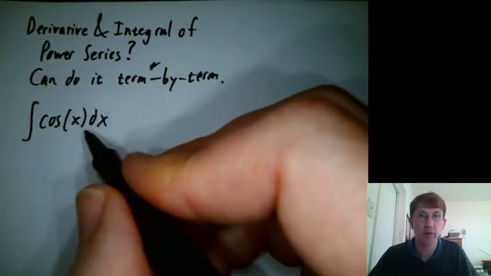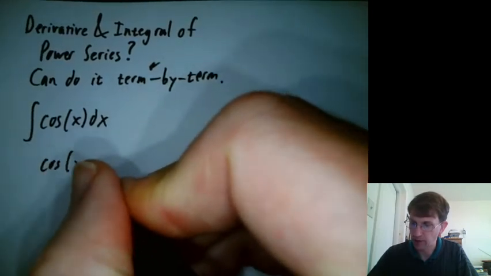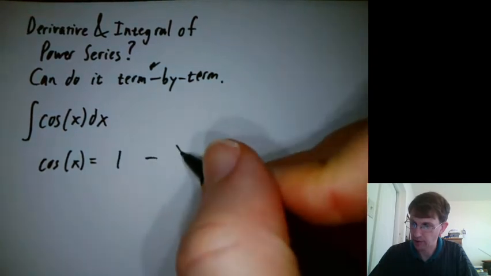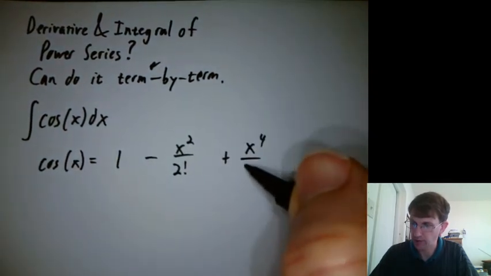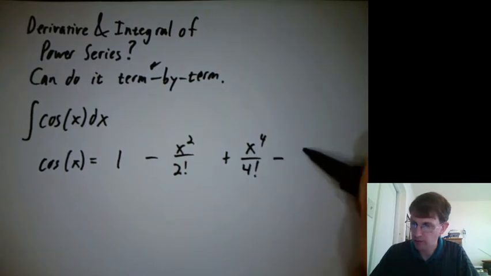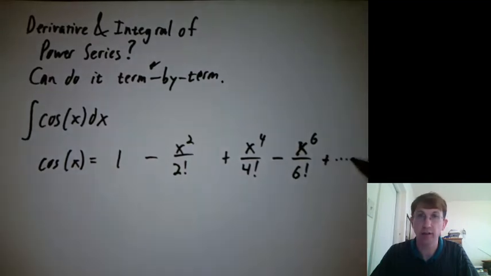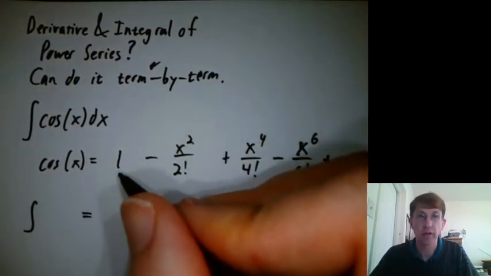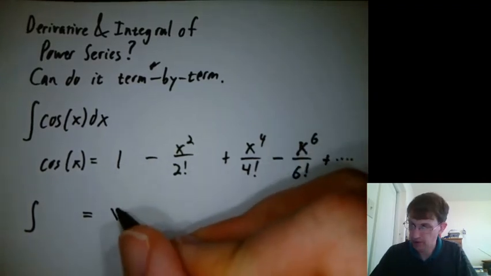Let's do the integral of cosine x dx. So we'll write cosine as a Maclaurin series. Remember how that goes. It's 1 minus x squared over 2 factorial plus x to the fourth over 4 factorial minus x to the sixth over 6 factorial plus dot dot dot. Then what's the integral of that? Well, what's the integral of 1? We're just going to do this term by term. The integral of 1 is x.